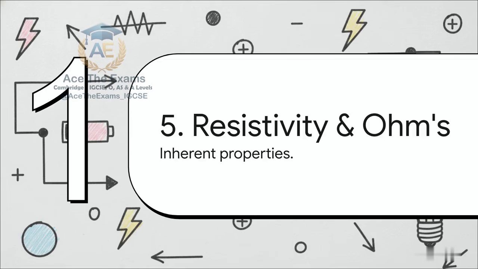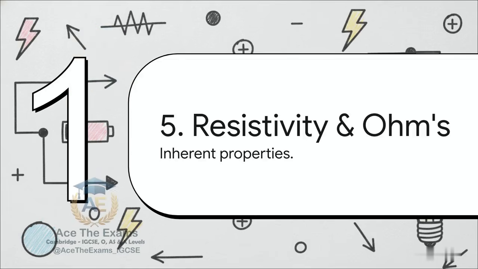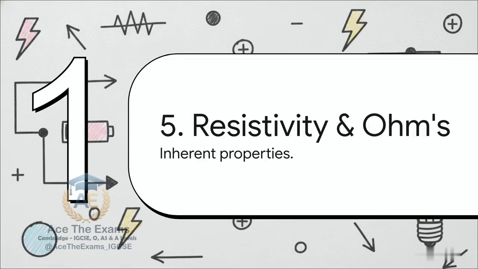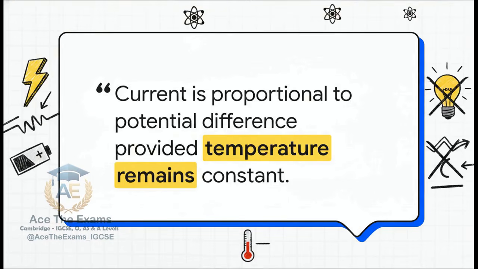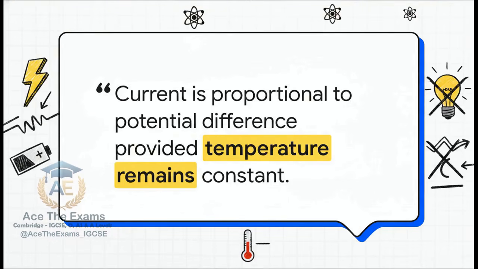Finally, Section 5, Resistivity and Ohm's Law. We are going to conclude our macro journey by looking at the specific, inherent physical properties of the materials themselves. You have undoubtedly heard of Ohm's law before, but in Cambridge exams, being close isn't good enough. Let's read the formal definition carefully.